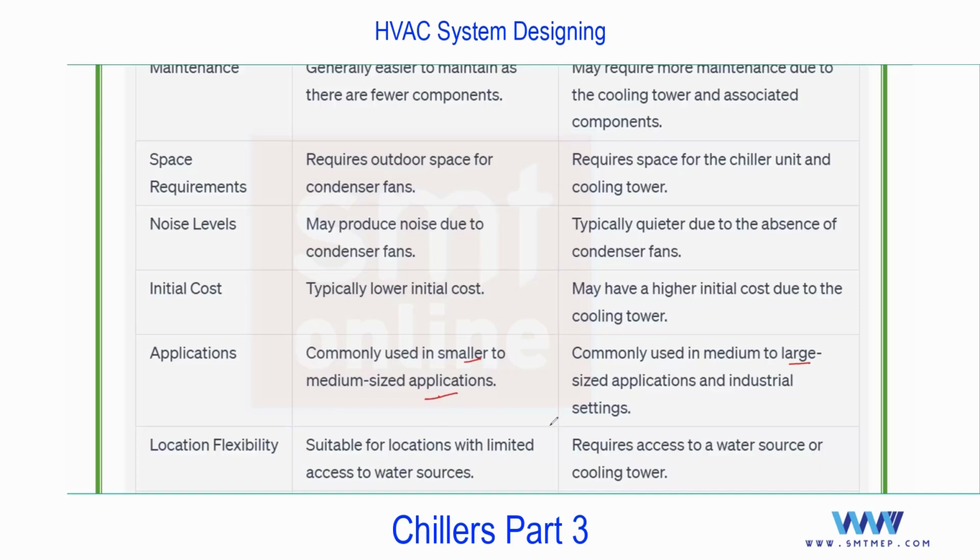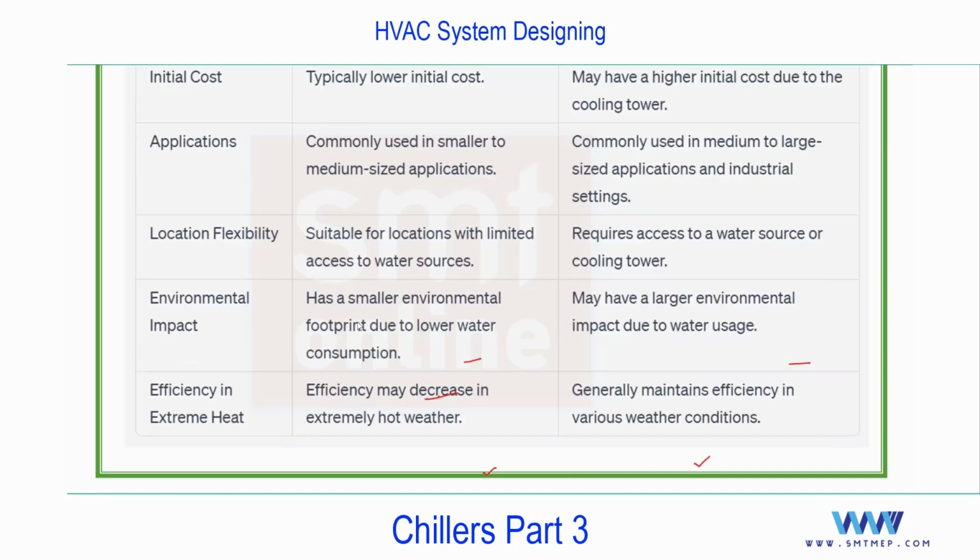Next, location flexibility. Air cooled is suitable for locations with limited access to water. As we discussed, if there is scarcity of water, the choice is going to be air cooled. If water is available, then the choice can be a water cooled chiller, considering the other parameters. Next, environmental impact: the water cooled chiller consumes water compared with the air cooled. So air cooled is a good option if you talk about saving of water.